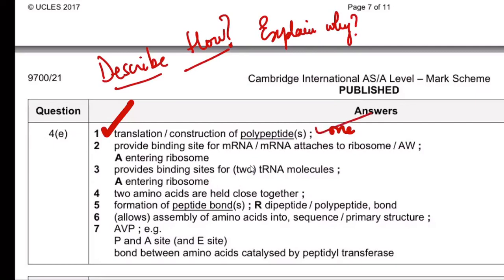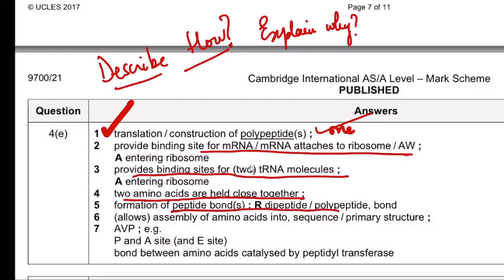So 1 mark you'll get and then you are going to talk very specifically that the small unit attaches, it's a binding site. And then also provides binding sites for 2 tRNA molecules. 2 amino acids are held close together. There is peptide bond formation that is taking place. All of this is happening on the ribosome through the action of this enzyme peptidyl transferase. And the examiner says alternate valid points are also acceptable. On that slide there were many more alternate valid points.